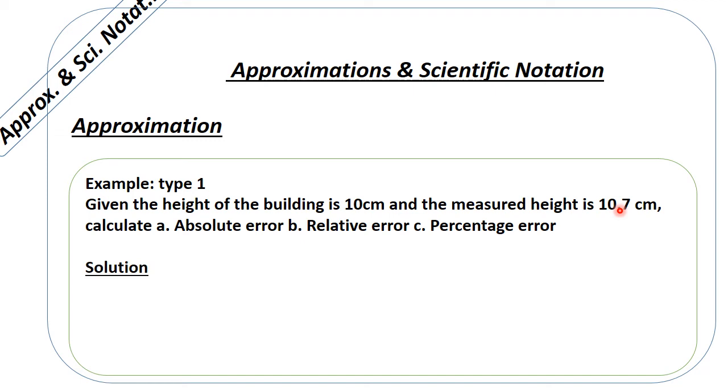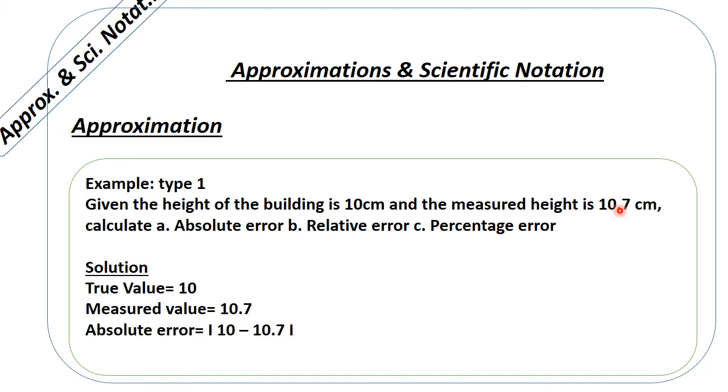So to find the absolute error, we just subtract. First, let's write the data. True value is 10 and measured value is 10.7. So absolute error is just true value minus measured value. 10 minus 10.7, which is going to give you negative 0.7. But we take the positive. So this is what the bars mean. We forget about the negative. Then we have 0.7. So this is the absolute error.